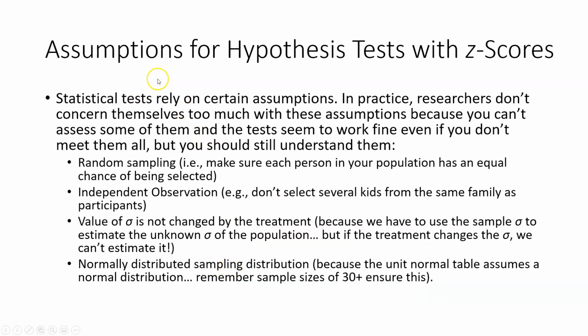We do make some assumptions when we perform a hypothesis test with z-scores. Mathematically, we have to start with these assumptions, otherwise the statistics break down. In practice, researchers don't concern themselves too much with these assumptions because you can't assess some of them, and the tests seem to work fine even if you don't meet them all. But you should still understand what's being assumed, because if you violate these assumptions too dramatically, then your statistic can't really be trusted. So, the kinds of things we assume before running a test are that we random sampled.